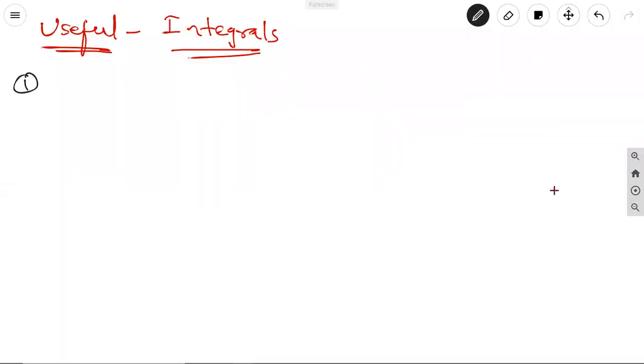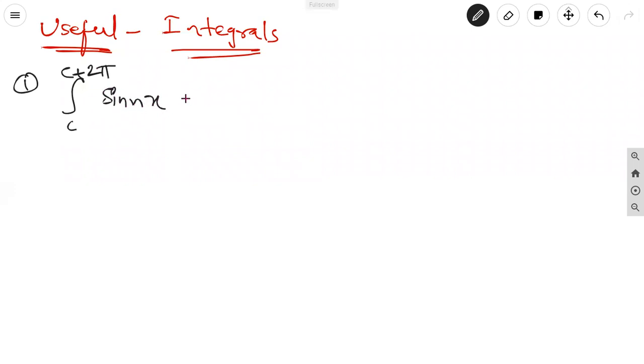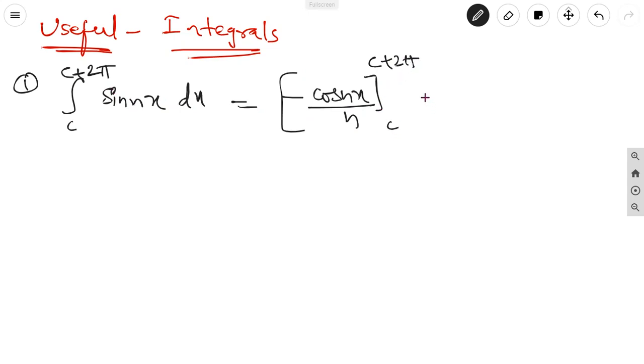Now we discuss useful integrals, how we get the integral values in the definite form. Definite form means the function is defined in the particular integral. First we take integral c to c plus 2 pi of sin nx dx. We know that sin nx integration is minus cos nx by n, limits from c to c plus 2 pi. It will be 0.